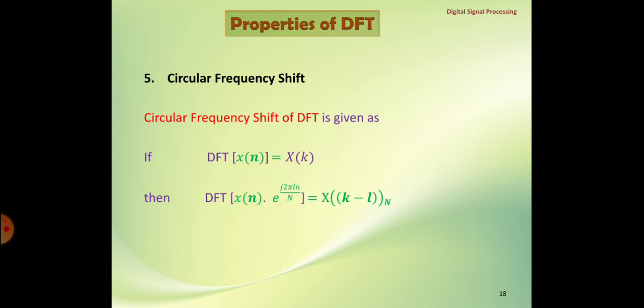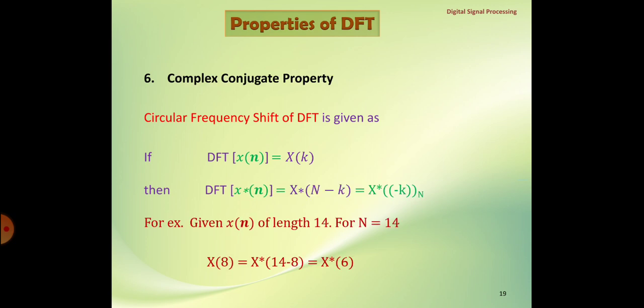Next property is circular frequency shift. Circular frequency shift of DFT is given as: if DFT of x of n is equal to X of k, then DFT of x of n multiplied by e raised to j 2 pi l n by N is equal to X of k minus l modulo N. So in the previous property we have seen circular time shift, where we multiply by an exponential term in the frequency domain. Now we have X of k minus l modulo N, that is, we are shifting in the frequency domain.